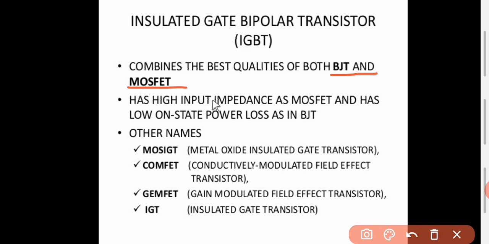So it has high input impedance as in MOSFET and low on-state power loss as in BJT. Its other names are MOSIGT, metal oxide insulated gate transistor; second, COMFET, conductivity modulated field effect transistor; GEMFET, gain modulated field effect transistor; and IGT, insulated gate transistor.